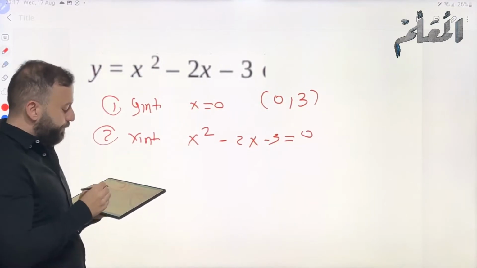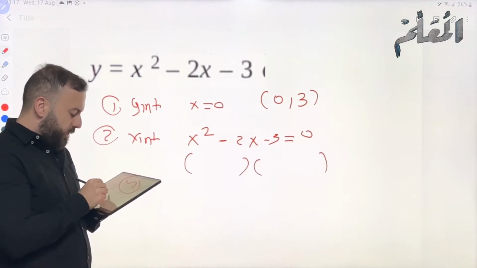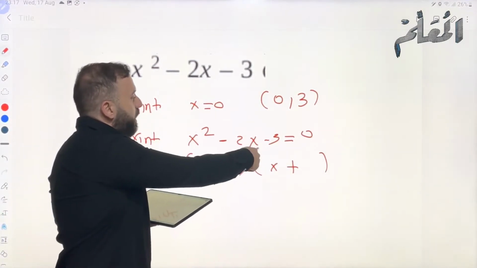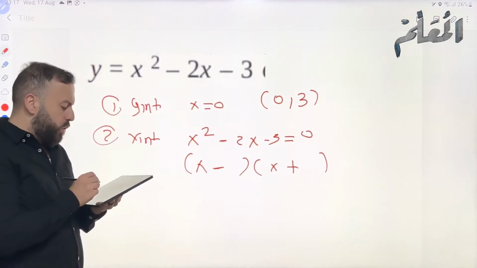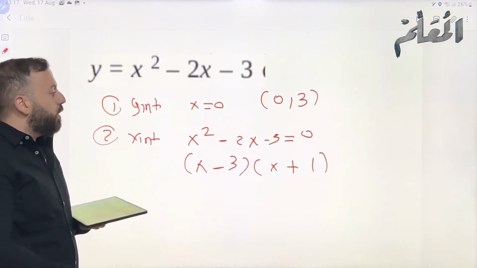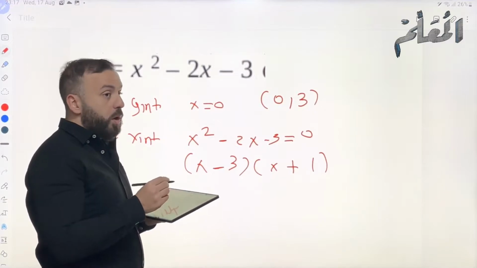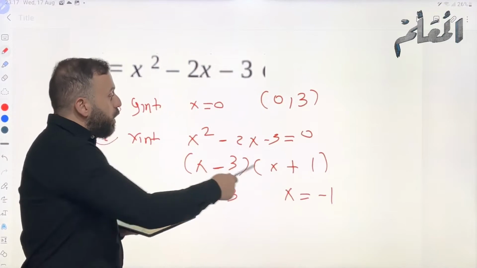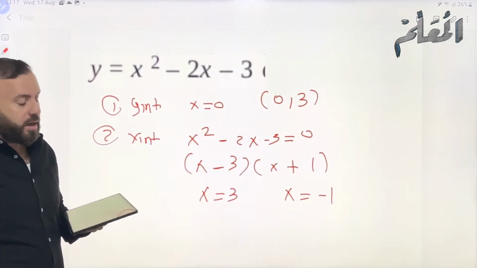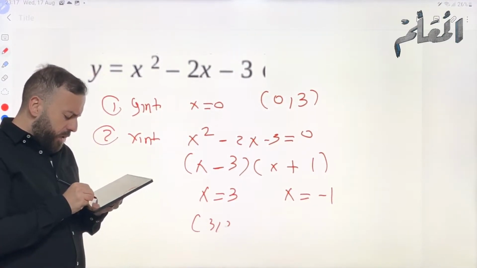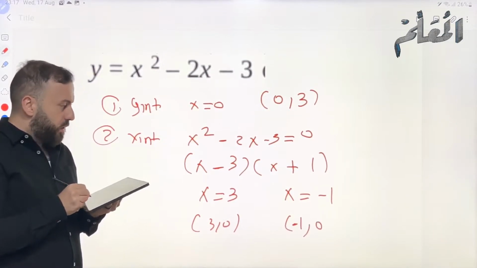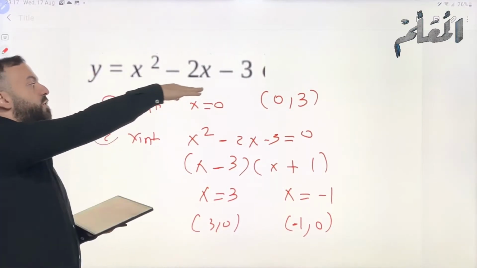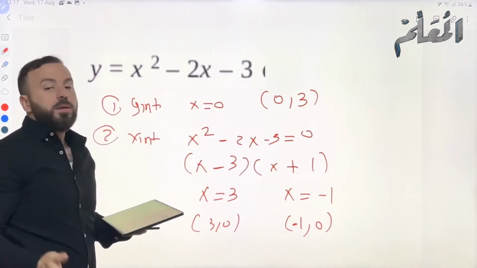So in this case, we do the factorization: two numbers that multiply to give negative 3 and whose difference is 2, that's 3 and 1. So the roots are x equals 3 and x equals negative 1. Write them as coordinates: (3, 0) and (negative 1, 0). Those are the x-intercepts. So these two things are questions in M1, and you can get them.